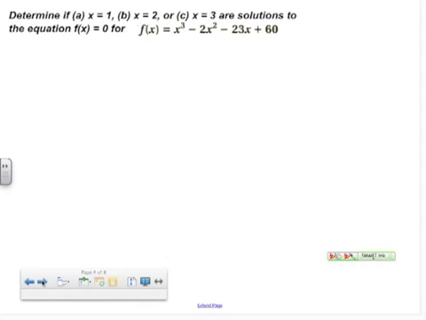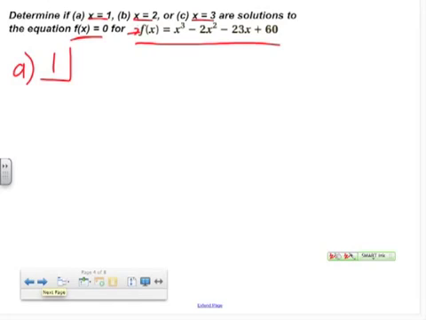Alright, another example. Now we have 3 possible solutions that we're going to decide if they are solutions to f of x equals x cubed minus 2x squared minus 23x plus 60. So I'm going to try each of these, x equals 1, x equals 2, and x equals 3, using synthetic division into f of x. So I'll put 1 in the box, because that's x equals k, 1 is my k, and then I put my coefficients of my function here, making sure I check for holes.